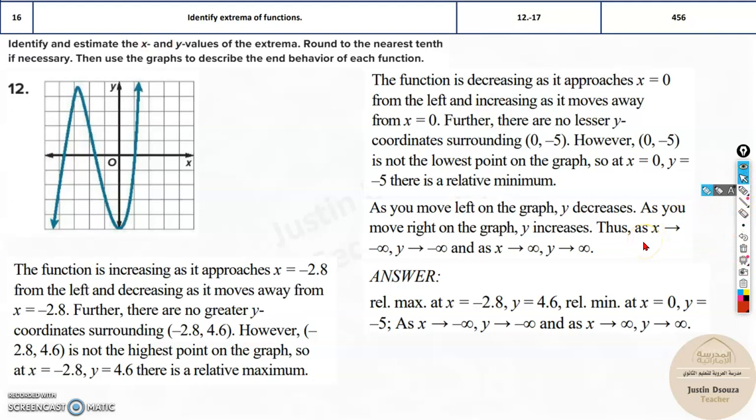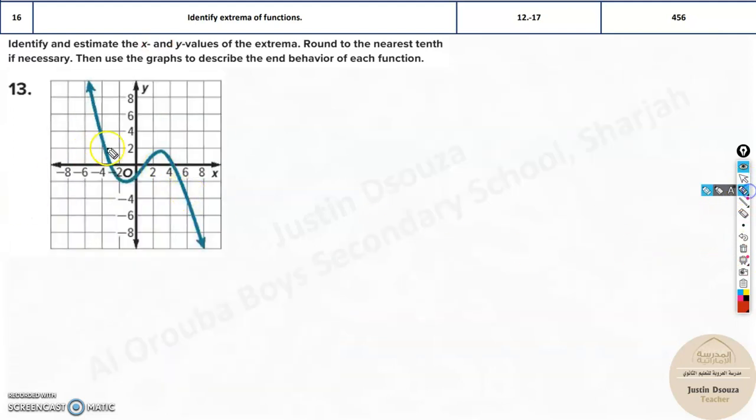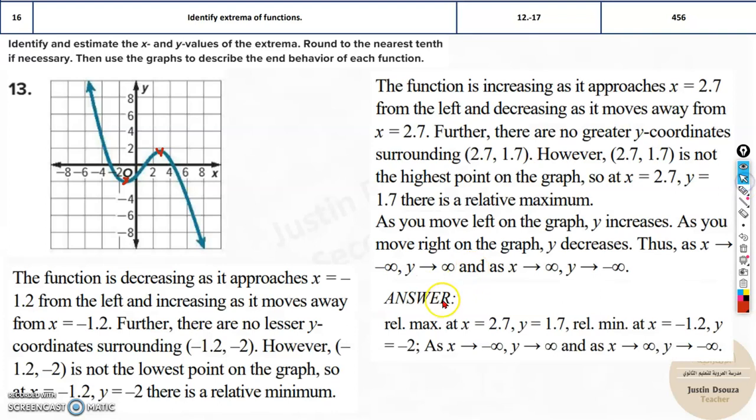Let's see over here. This is the relative maximum, relative minimum. You will have four options. Just check the approximate answers. Somewhere at 3, it is 1.9 or something. Let's see. Relative maximum, it's not 3, it's exactly 2.7. Now you can zoom in and check, you will get the answer accurately. But here I'm just saying approximate answer. 2.7, it's 1.7.